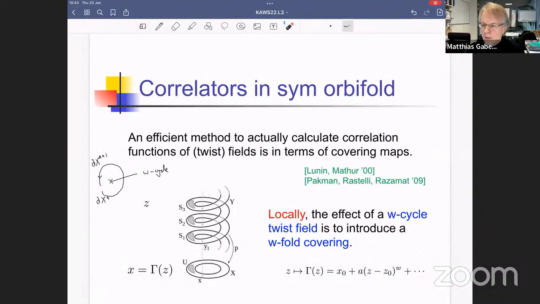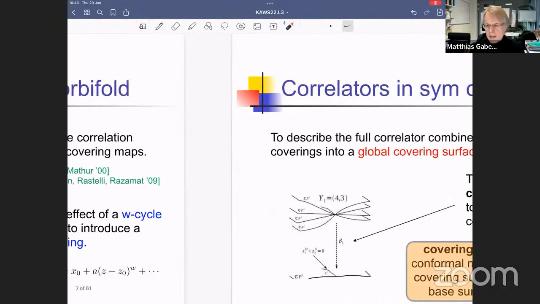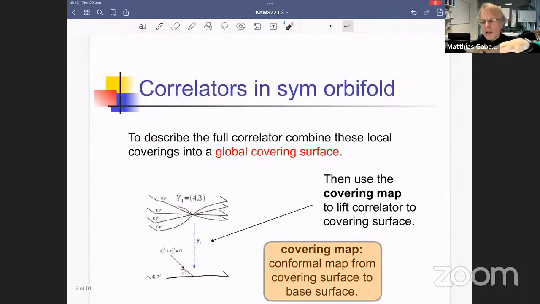I mean, the W's needn't all be the same. Whatever they are, near each of the W's, you introduce the corresponding W-fold cover, and you patch this together into a Riemann surface. So you're asking, what's the Riemann surface such that I have a holomorphic map downstairs that locally near each of these special points looks as such? That's the covering surface. And the idea is that you calculate the correlation functions of the twisted sector fields downstairs by simply applying the conformal transformation to move them upstairs, to the covering surface.